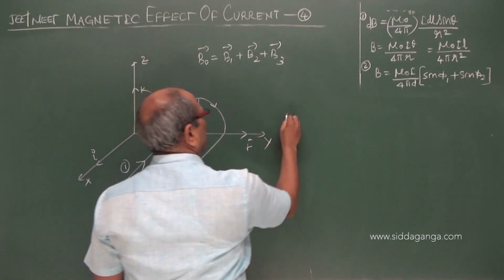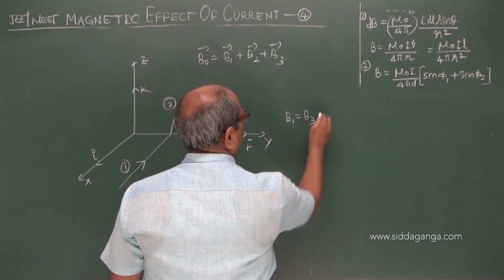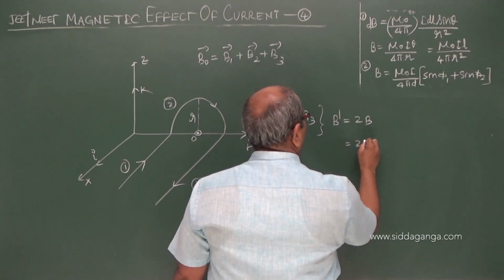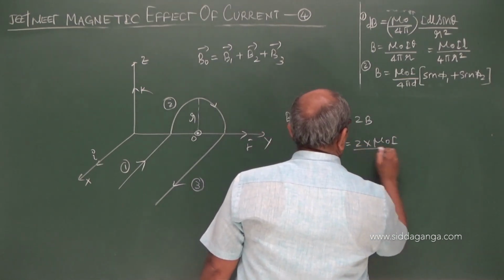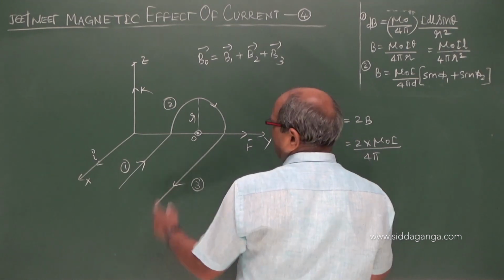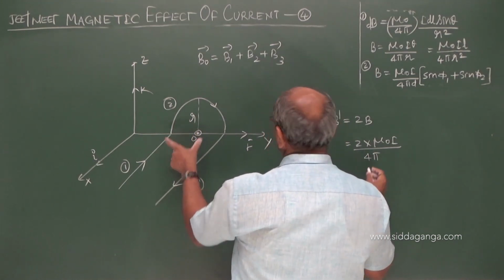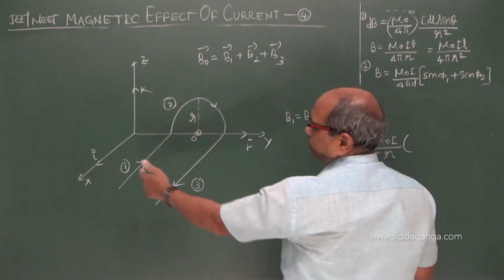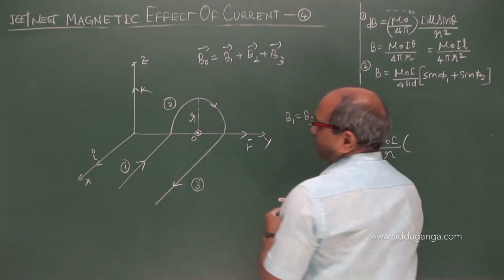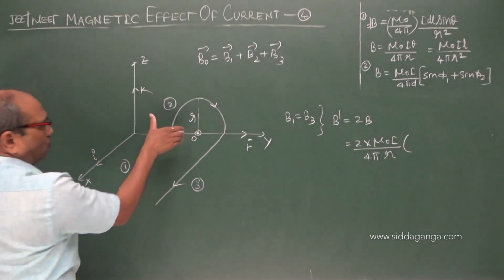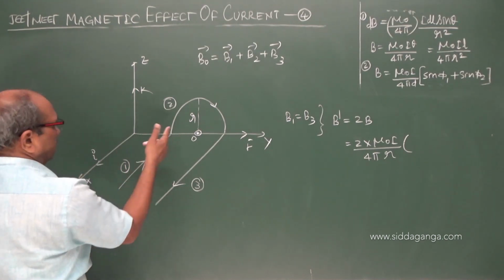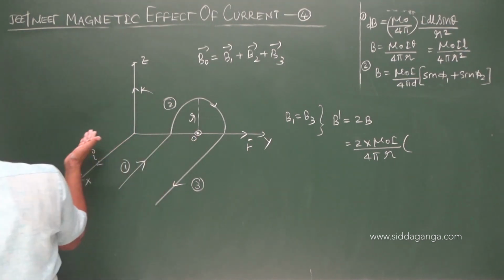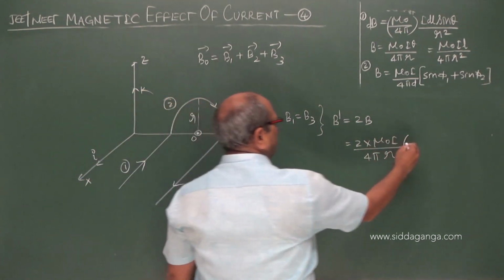So B1 equal to B3, therefore B dash, if I write, it is 2B, 2 into mu naught I by 4 pi R, because this distance is radius R. Direction is minus K, sorry, minus I. The direction which I am showing is into the board. So it is X direction in the XY plane. So it is Z, minus K.